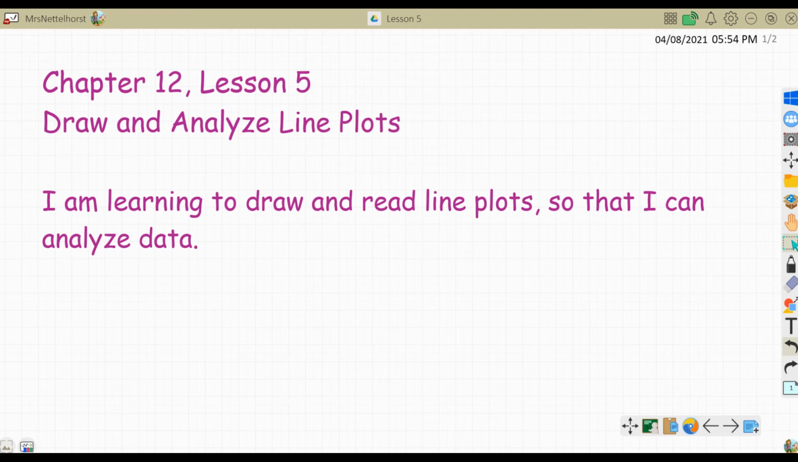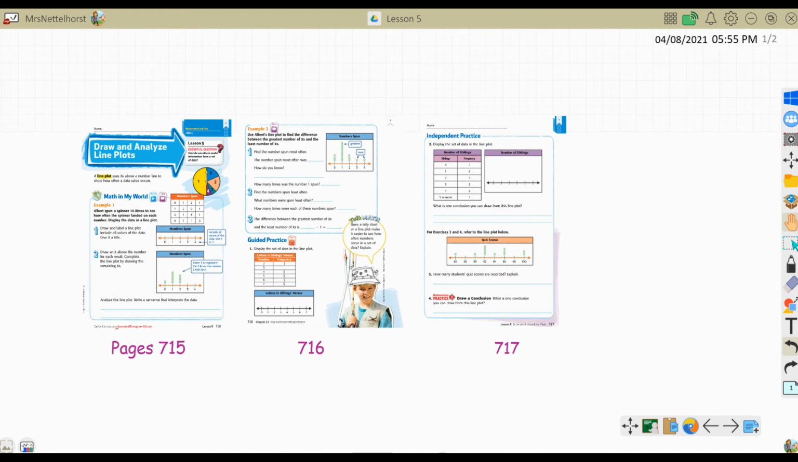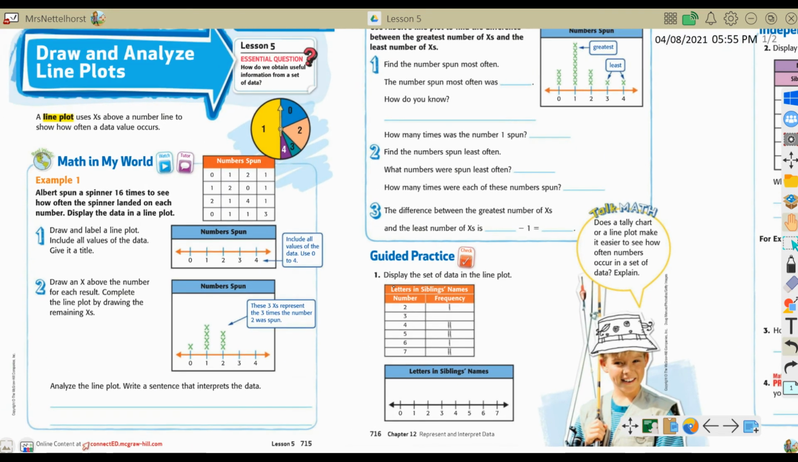Hi, boys and girls. Today we are doing Chapter 12, Lesson 5, Draw and Analyze Line Plots. Our learning intention is: I am learning to draw and read line plots so that I can analyze data. The pages that we'll be doing today are pages 715, 716, and 717. So let's go ahead and get started.